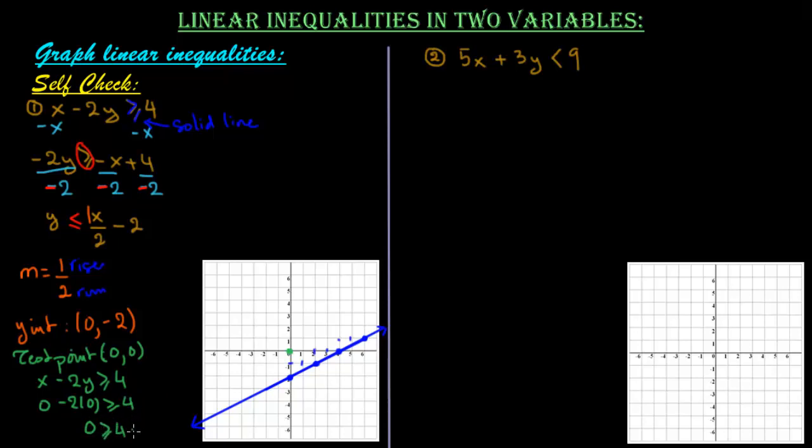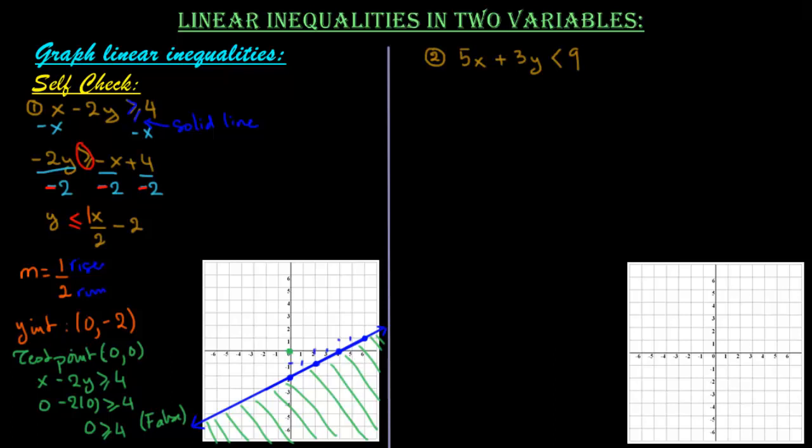So we have 0 greater than or equal to 4, which is a false statement. It's a false statement, so we're going to shade the area that does not contain the point 0, 0, which means it's below the line. Okay, and that's the answer for problem 1.